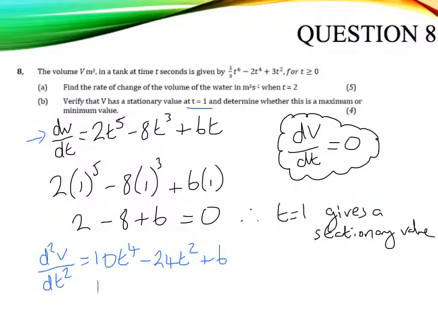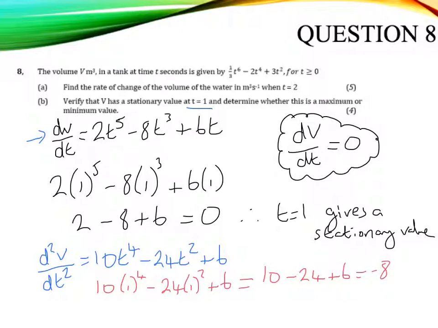We're saying at the point when t equals 1, so we have to substitute 1 into this, we get 10 lots of 1 to the 4 minus 24 lots of 1 squared plus 6, which is going to be 10 minus 24 plus 6, which is a negative value. So I've got minus 14, minus 8. This gives me minus 8, which is negative.